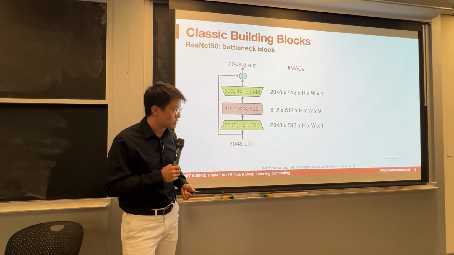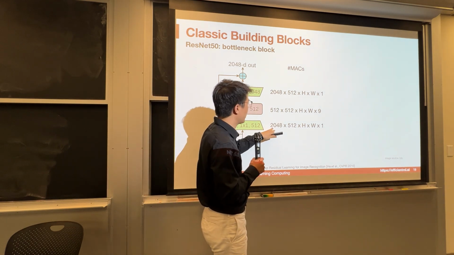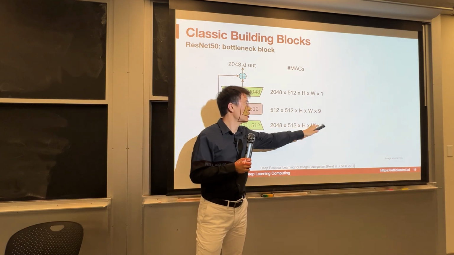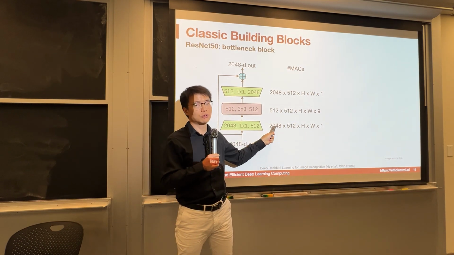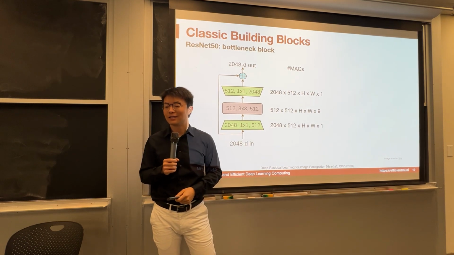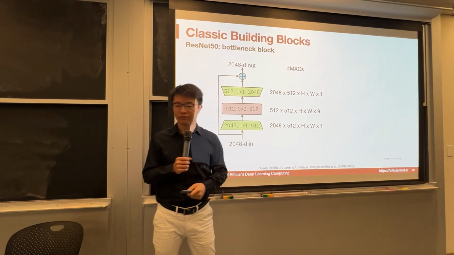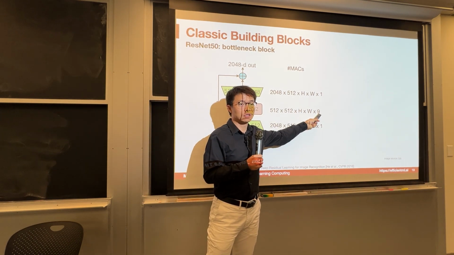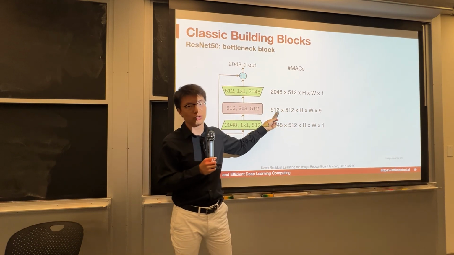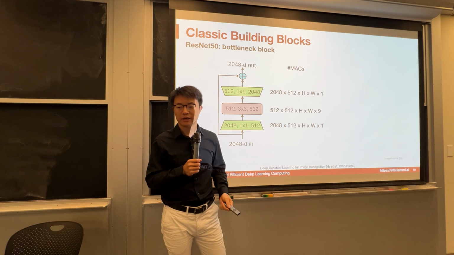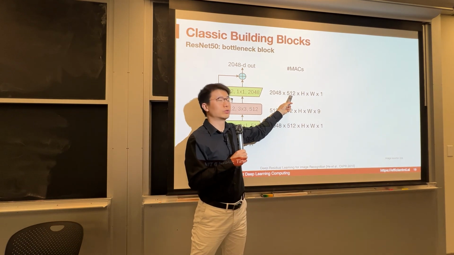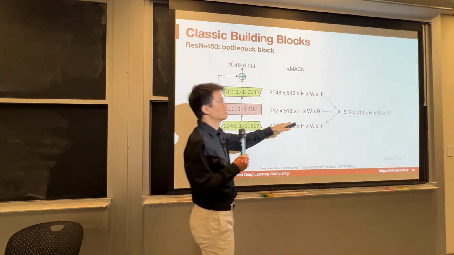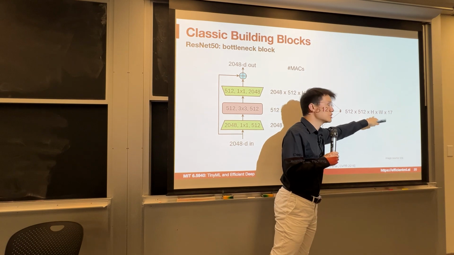So the number of MACs in this way, we can calculate by multiplying these terms together. For this 1x1 convolution, there are basically 4 terms: H, W, input channel, output channel. Okay? We are reducing the number of channels from 2K to 512. And then for this 3x3 convolution, kernel height times kernel width, that's 9, H and W, 512 by 512. And finally, we are using another 1x1 convolution to project from 512 to 2K channels. So putting them together, the total number of MACs is 512 by 512, HW, 17.